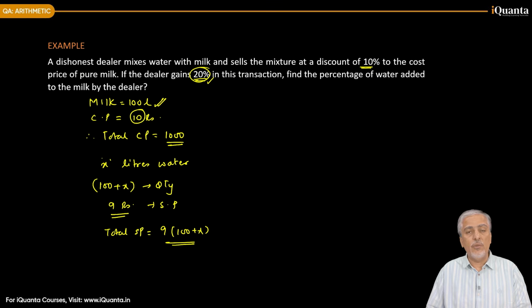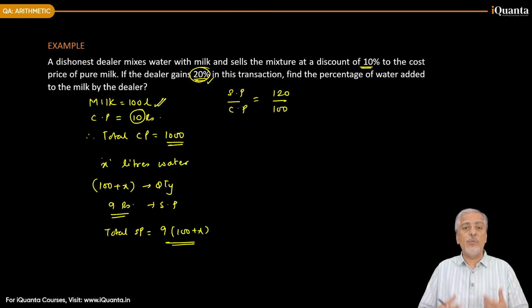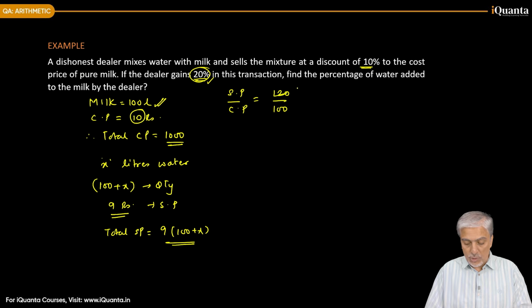Don't make the equation for profit, make the equation directly for selling price and cost price. When I make 20% profit, what is the meaning of that? It means that my selling price upon my cost price is 120 upon 100. I'll explain this one more time. When I say 20% profit, it means my selling price upon cost price is 120 upon 100. No need for an unnecessary extra step of profit. This will reduce to 6 upon 5.